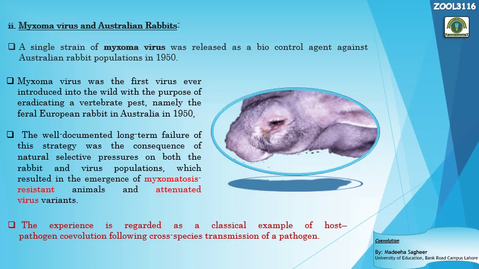But when they introduced the same virus a second time, the rabbit population couldn't be eradicated to that much percentage. Why? Because of natural selection, because of the selection pressures, rabbits got resistance against those viruses, Myxoma viruses. And the experience is regarded as a classical example of host-pathogen coevolution following cross species transmission of the pathogen. Actually, in this disease the mosquitoes are the intermediate vectors or carriers of the Myxoma viruses, right? They carry the Myxoma viruses to the rabbits.